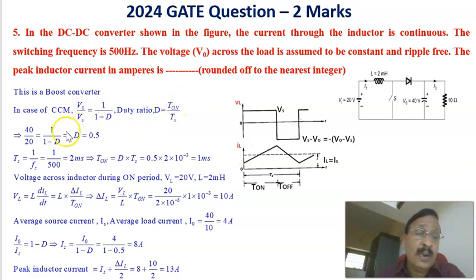Therefore, V0 by Vs is given by 40 divided by 20, equal to 1 by 1 minus D. From this equation, we can find that the duty cycle is equal to 0.5. Therefore, the duty cycle of this switch is equal to 0.5.